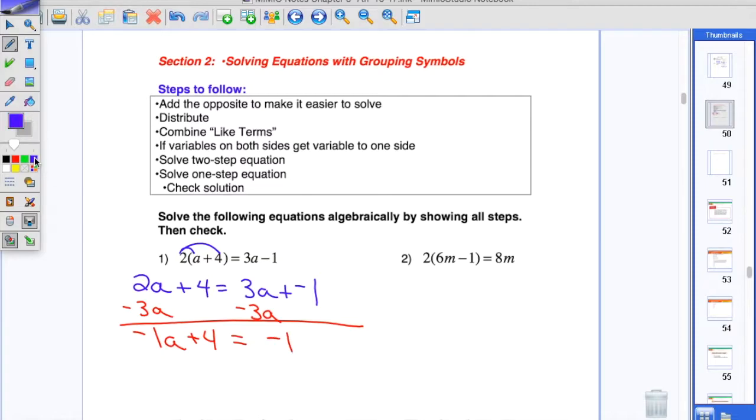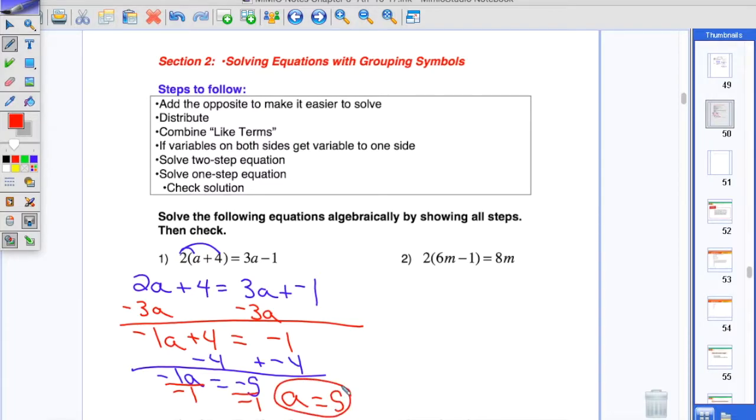Now we're down to a two-step equation. Still want to get the a by itself, so now we're going to subtract 4 from both sides. So we're left with negative 1a is equal to, because the 4 minus 4 gives you 0. And over here, we can squeeze a plus in front of the subtraction or change it to add the opposite to give us negative 5. Then we're going to divide both sides by negative 1. So your a is equal to a positive 5.